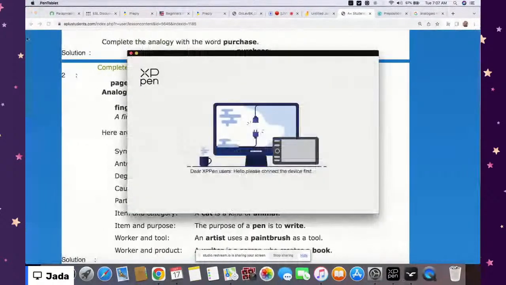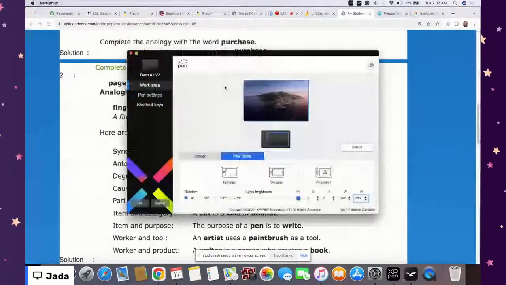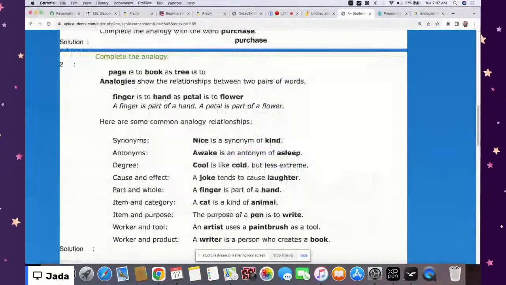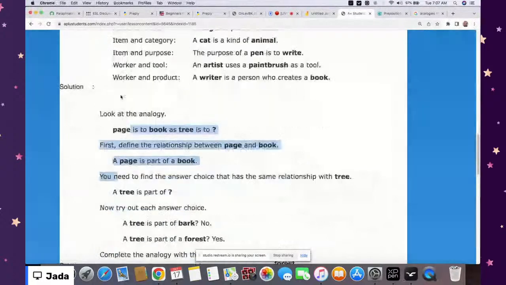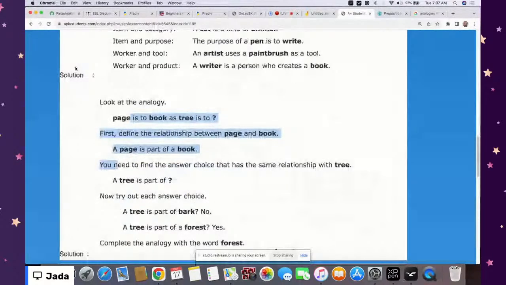Paint is to book as is to dash. Okay. So yeah, page is to book as tree is to what? What is tree to? First, define the relationship between the page and the book.